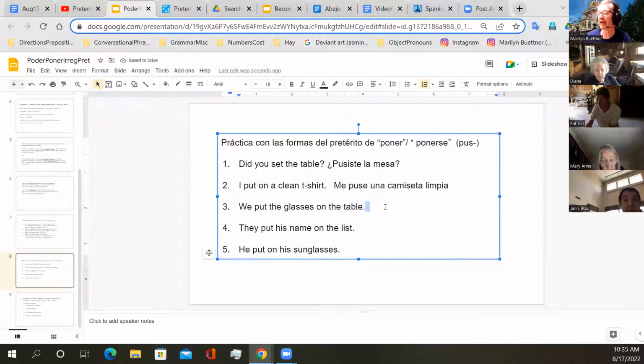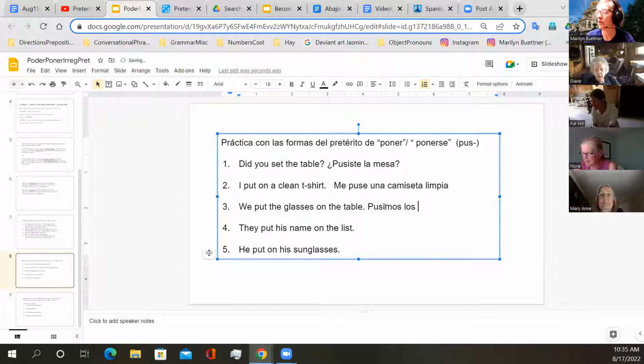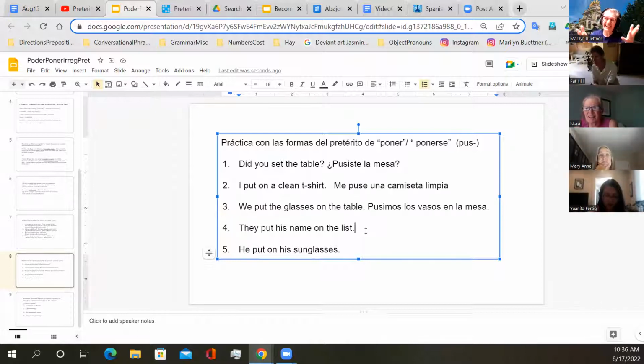Okay. We put the glasses on the table. Pusimos los vasos en la mesa. En la mesa. Bien. Pusimos los vasos. Probably we're not talking about these kind of glasses, right? On the table. But yeah, if you meant glasses for vision, it would be lentes, right? But I was thinking about glasses that you drink out of. Okay. Pusimos los vasos, that's what I thought too. I thought it's like a glass.